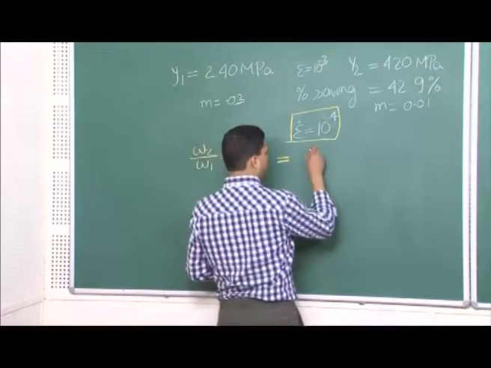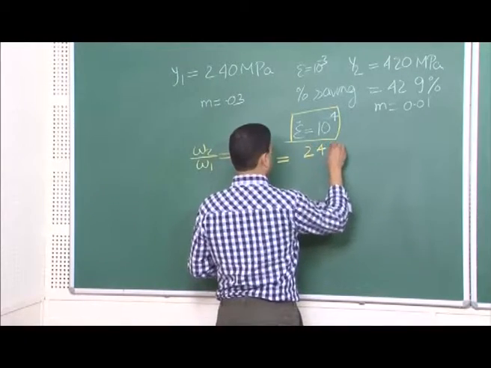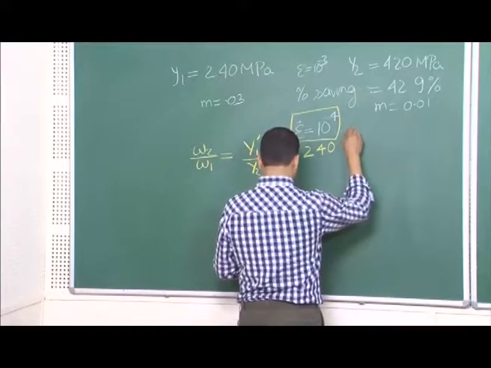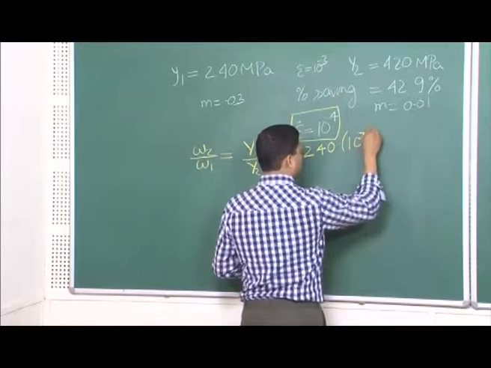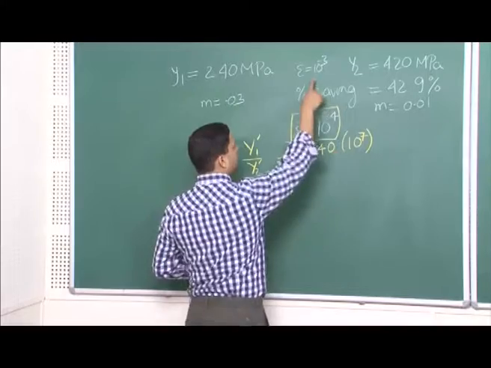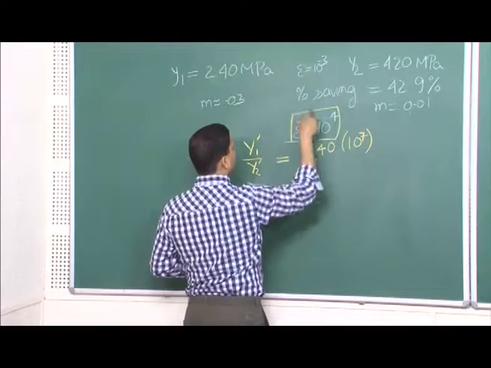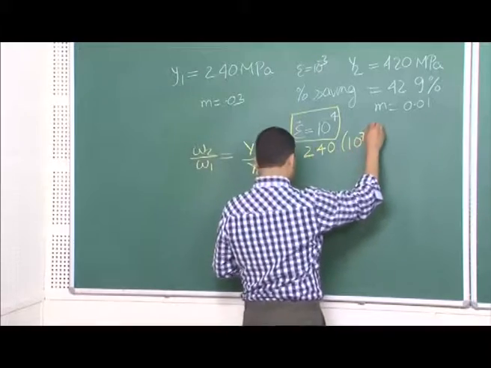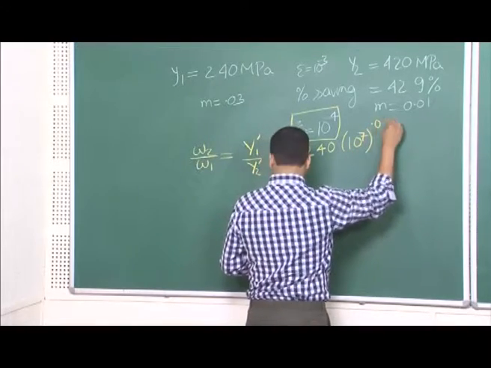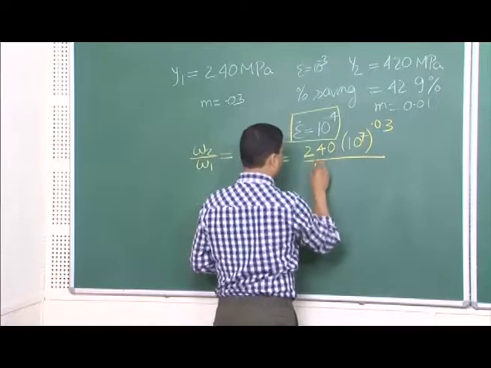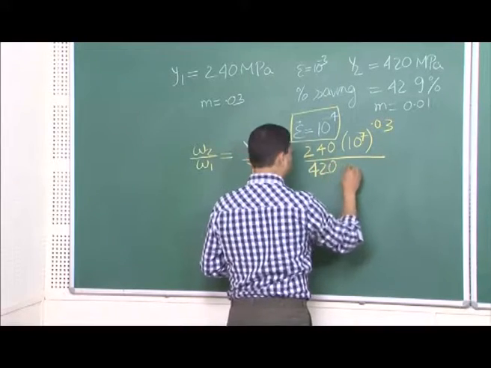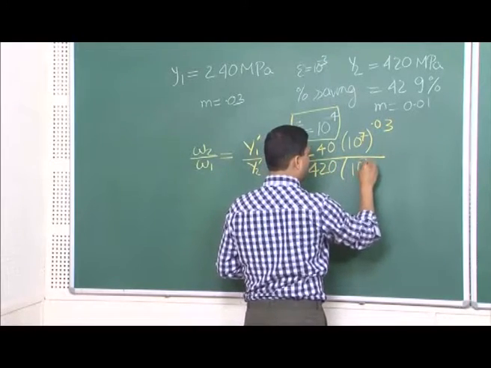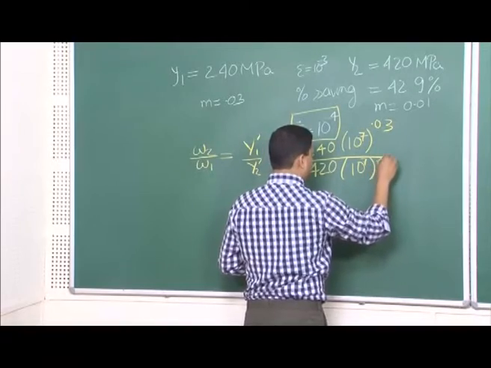Now, if you put these together, you would see it comes out something like this. This 10 to the power 7 is basically 10 to the power 4 divided by 10 to the power minus 3. So, this is the ratio, 10 to the power 7 to the power 0.03, divided by 420, again 10 to the power 7 to the power 0.01.